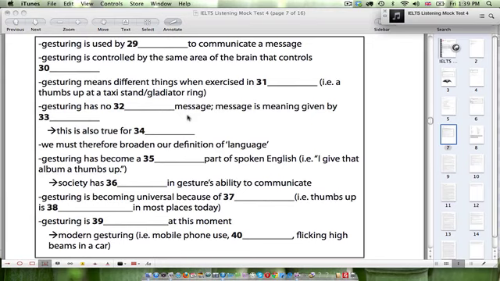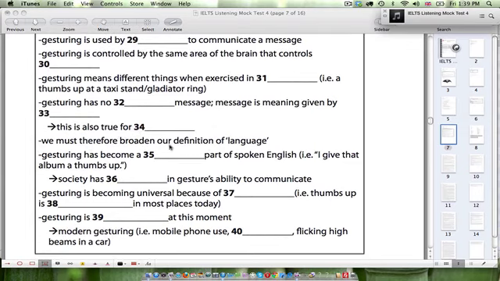Section 4. You will hear a lecture on the subject of human gesturing. First, you have some time to look at questions 29 to 40. Okay, gesturing has no message, so likely an adjective. Message is meaning given by something. This is also true for, okay, listen for two things.